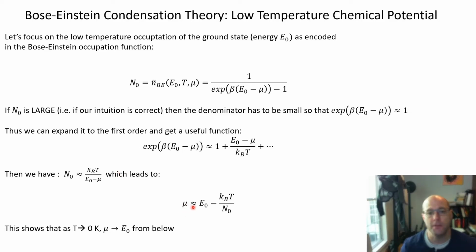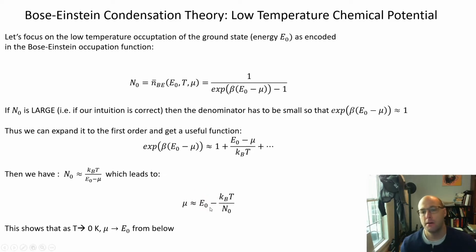So the chemical potential is approximately equal to the ground state energy, but then the difference is kBT over N0. So let's keep in mind, N0 might be a really big number, right? It might be a mole, which is huge. So this could potentially be a really small correction. Obviously, as T goes to 0, the chemical potential approaches E0. And indeed, it approaches it from below.